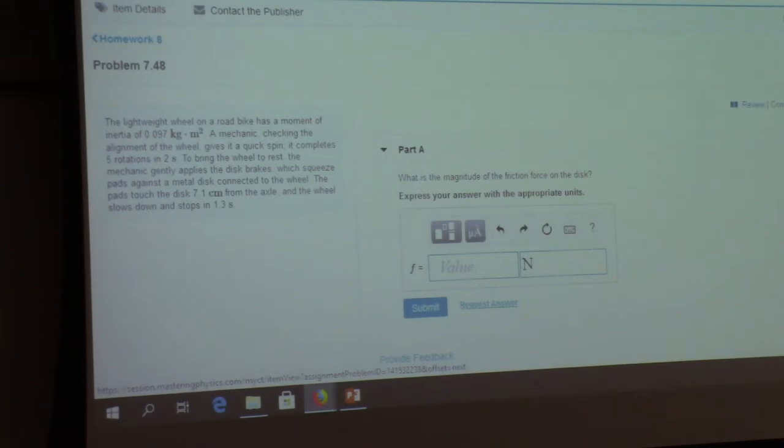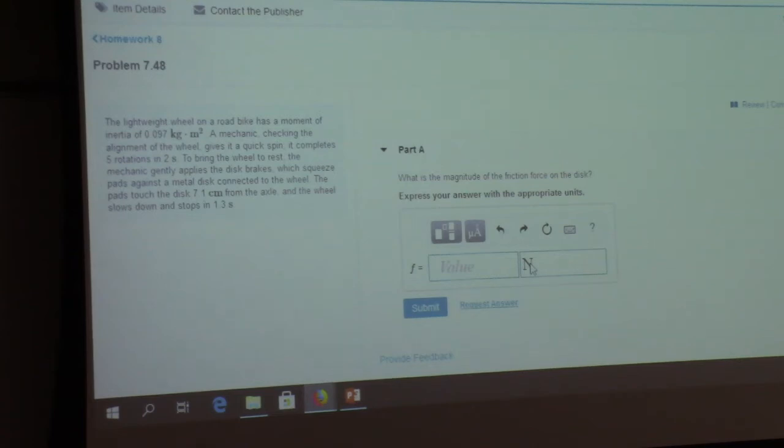Okay. So be careful. Down there, there's a little italic f. It's not frequency. They're asking for how much the frictional force is. It's the same symbol we've been using. Just be careful. Here's a clue. It's measured in newtons. Okay?